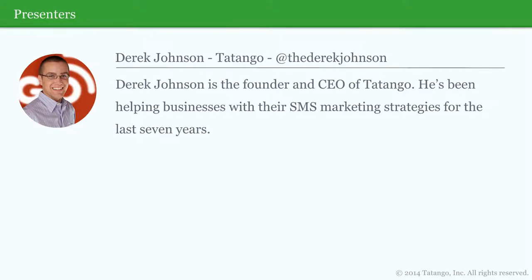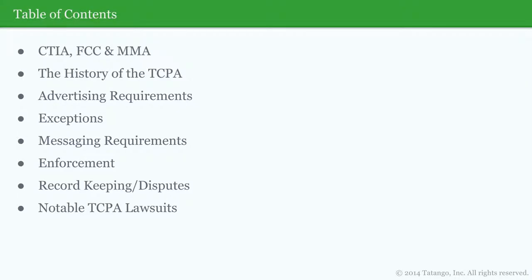So this webinar is going to cover a bunch of different topics. We're going to cover all the different groups and organizations that are involved in regulations and guidelines, such as the CTIA, the FCC, and the MMA. We're going to talk about the history of the TCPA, advertising requirements for compliance, exceptions to the TCPA requirements, messaging requirements in the TCPA, enforcement of the TCPA, record keeping and disputes in regards to TCPA compliance, and notable TCPA lawsuits.